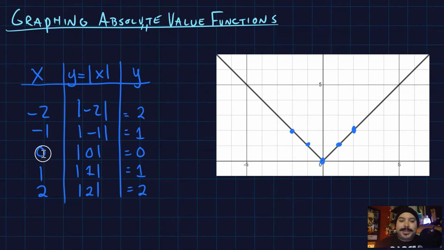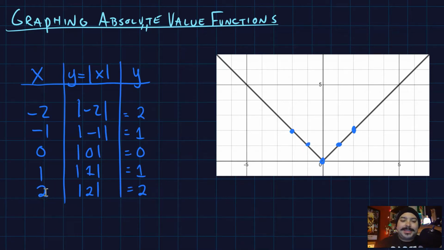We can start off with the absolute value of 0. If we let x equal 0, we'll take the absolute value of 0, and of course the absolute value of 0 is equal to 0. If we take x equals 1, we'll plug in the absolute value of 1, which of course is 1. So we have the points 0, 0, and 1, 1. Now if we take x equals negative 1, the absolute value of negative 1 is equal to positive 1. So we get the coordinate negative 1, 1.